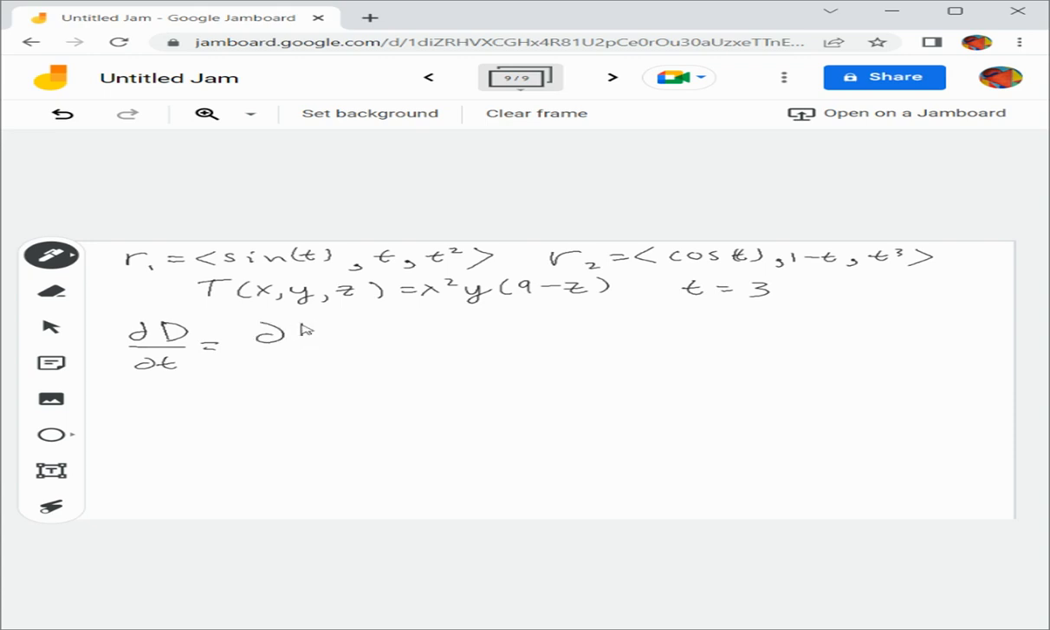So I need the change in T1 with respect to t, minus the change in T2 with respect to t. Okay, maybe this question is actually hard. So, this is going to suck. You need to plug that back in and do it.